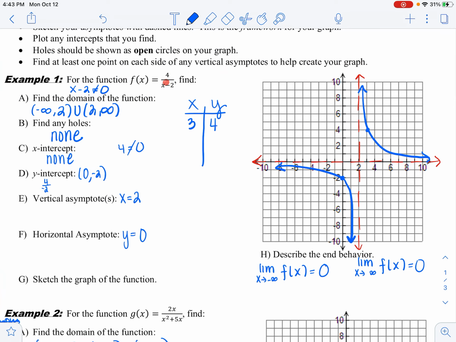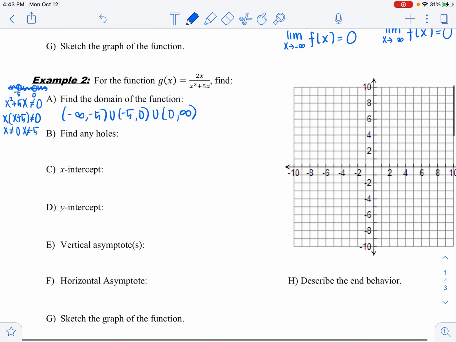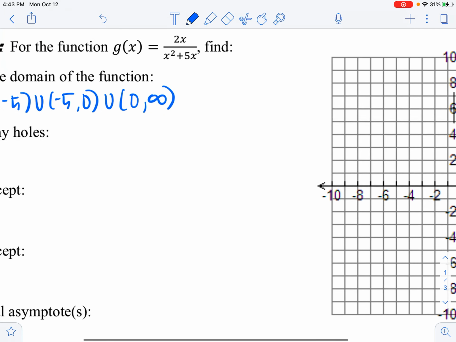You could also always check your domain after you're done graphing. If you look at the first graph that I did, it goes from an arrow to an arrow, except there's nothing at 2. So I can get my domain that way. Okay, next it says find any holes. So to find any holes, I need to see if it is factorable and then common factors cancel, or it could already be factored for me.